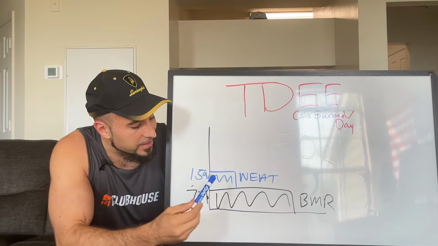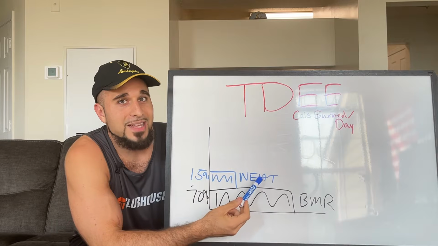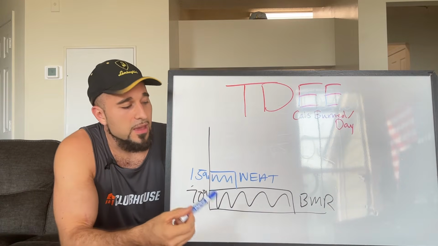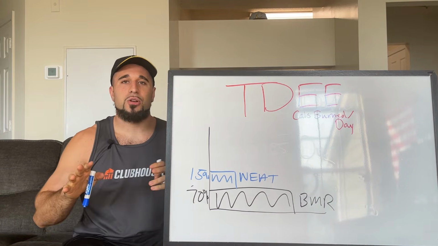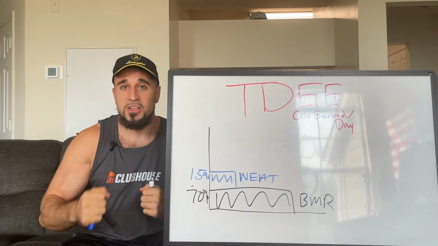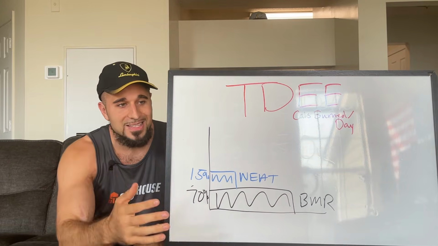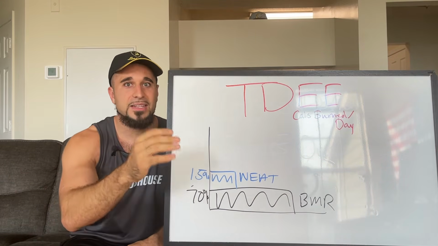Next up, we have your NEAT, your non-exercise activity thermogenesis. This just means how many calories your body burns by walking around, by moving, by blinking, by fidgeting, essentially all of the activity during your day that isn't dedicated high intensity exercise. Hint, this is for later in the video. This is why walking can be such a big component of your weight loss, but don't worry, we're going to touch on that in a second.